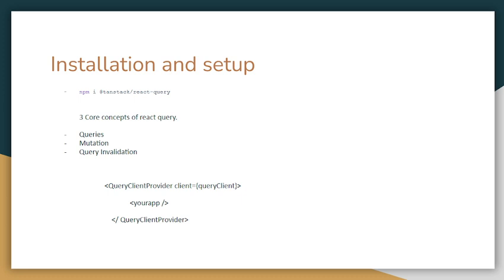And query invalidation: if the data on the client side is stale, meaning the data is older, then to invalidate those things we use query invalidation. So now let's go to the application and see what we have to do to start with TanStack Query.